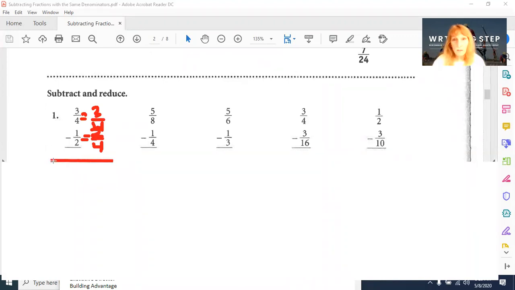So 3/4 minus 2/4 is, just subtract the numerators. 3 minus 2 is 1, and then you're left with 4. So the answer is 1/4 on that one.